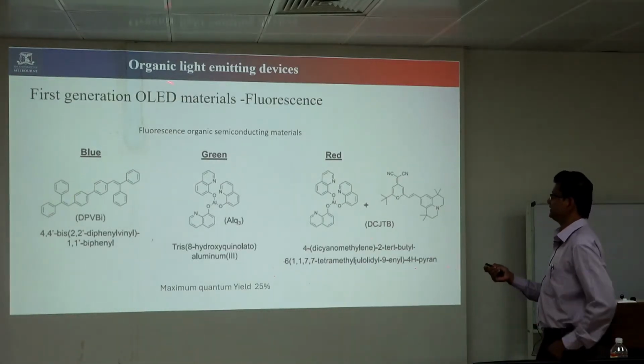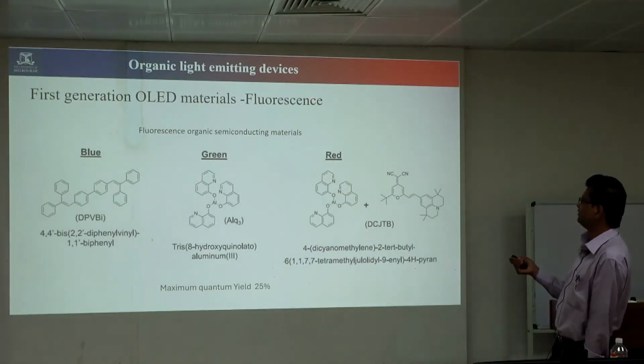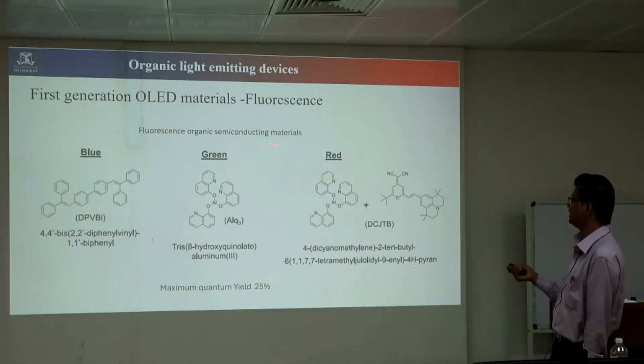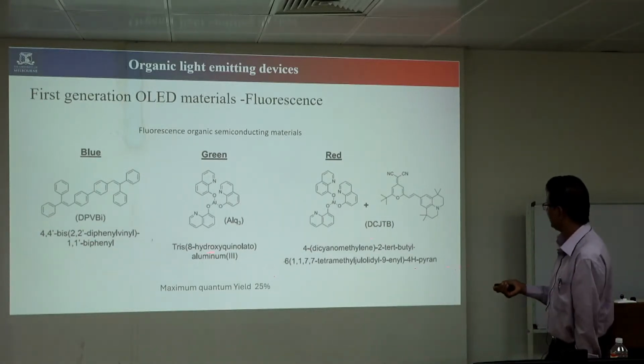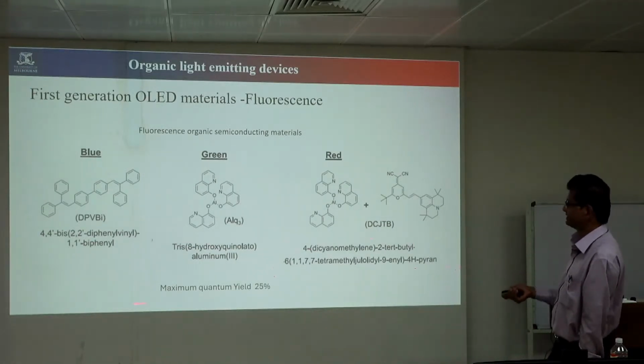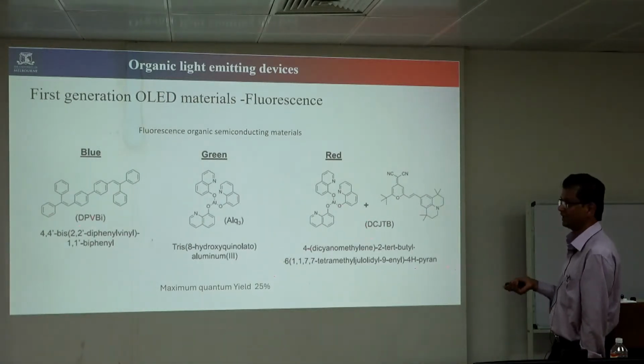Now, this first generation OLED is based completely on fluorescence. Here the IQE is only 25%. These are all the materials which go for only fluorescence. These are some of the benchmark devices which are used in fluorescent devices. This is for blue emission, for high band gap, and this is for medium band gap, green emission, Alq3, and DCJTB is for red emission. So all these three materials have a maximum quantum yield of only 25%.